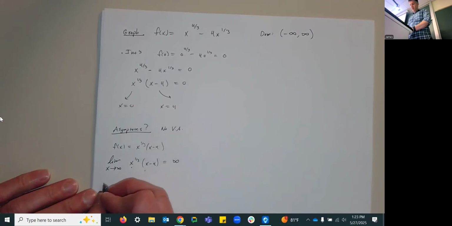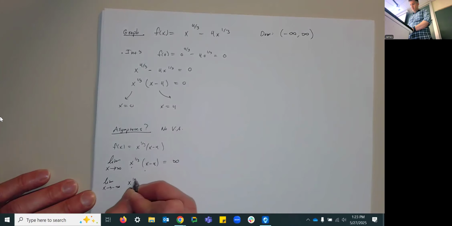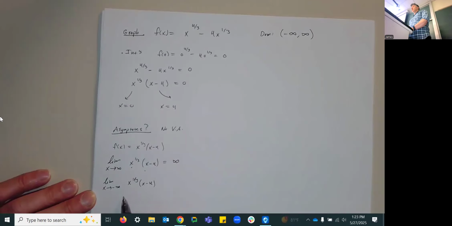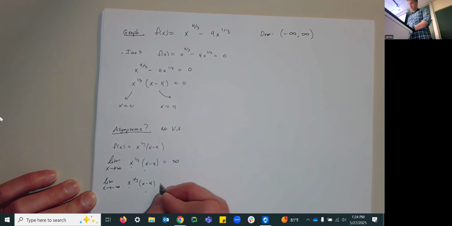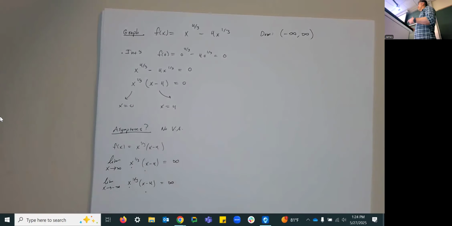And similarly, if we go to the left, the cube root of negative infinity is negative infinity, and negative infinity minus 4 is still negative infinity. And a big negative number times a big negative number is a big positive number. So no horizontal asymptotes, because on either side, we're actually going to be going up, up, up to the left and up, up, up to the right. That's what we'll expect to see at the end.